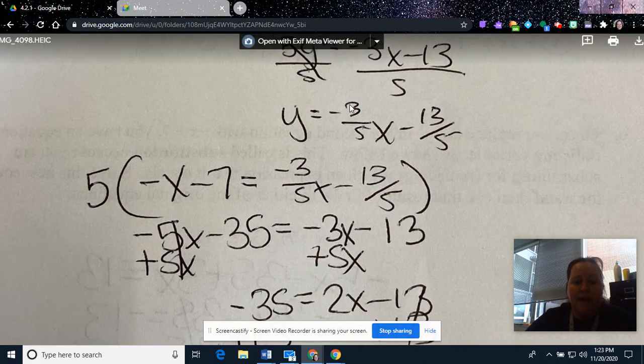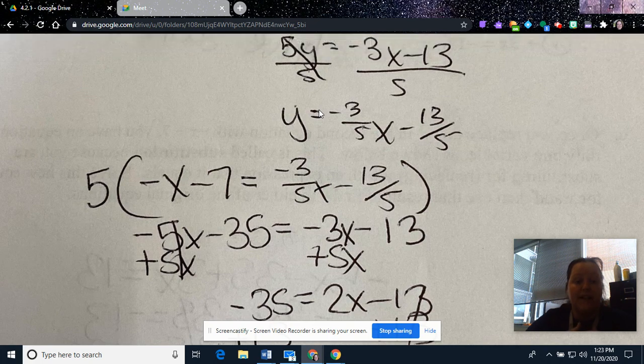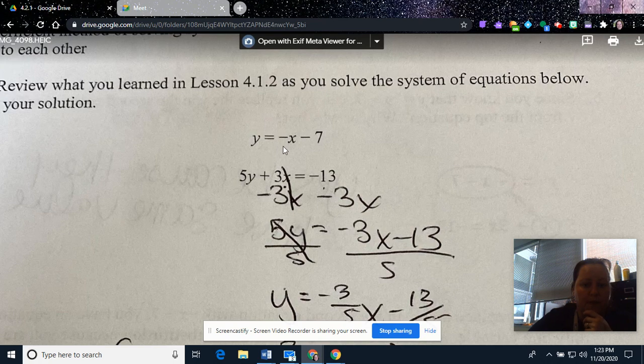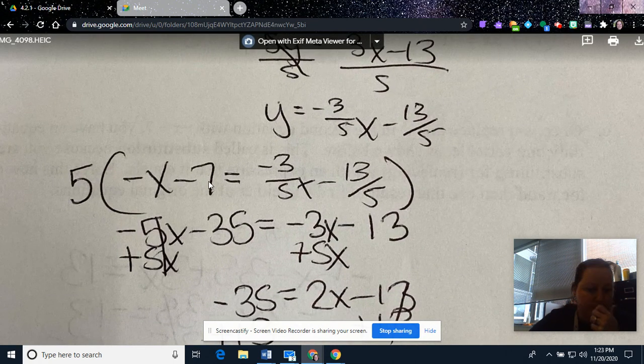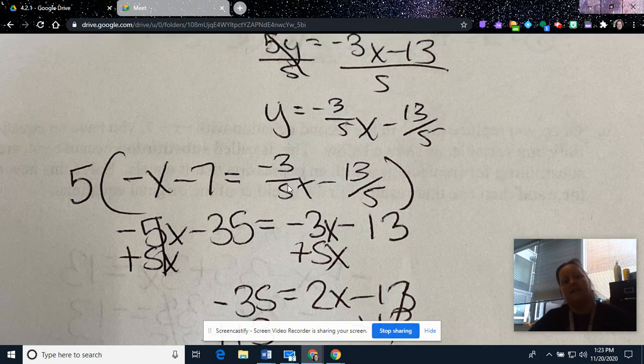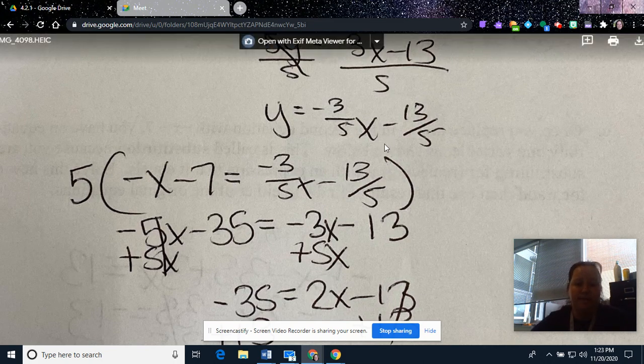So now you have two equations where you know what y is, and so you can set them equal to each other. The first equation, y equals negative x minus 7, is the left side of my equation. And then my right side of the equation is what I had just come up with.